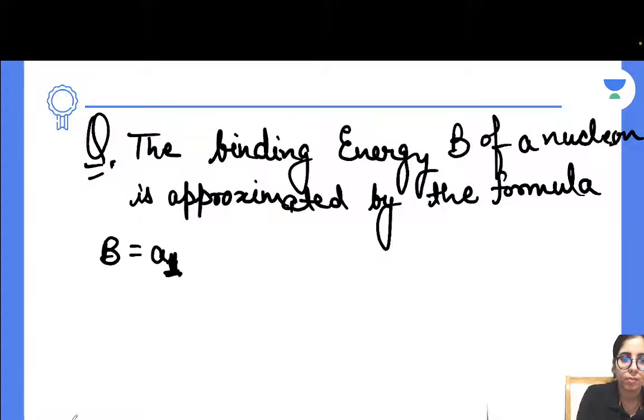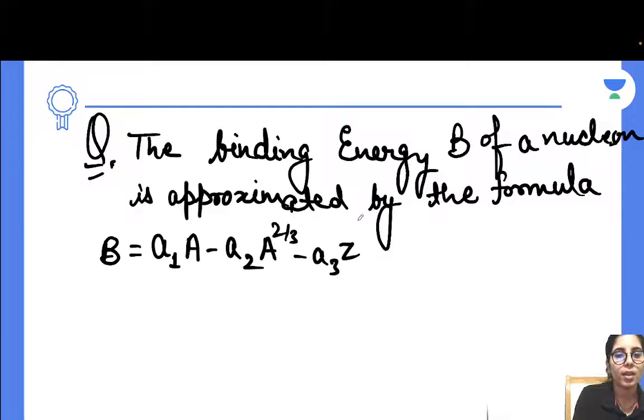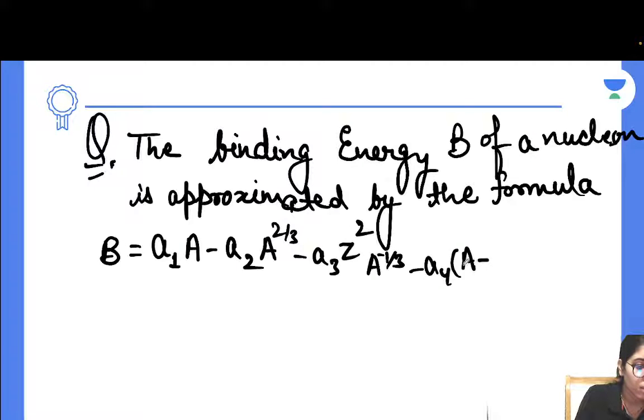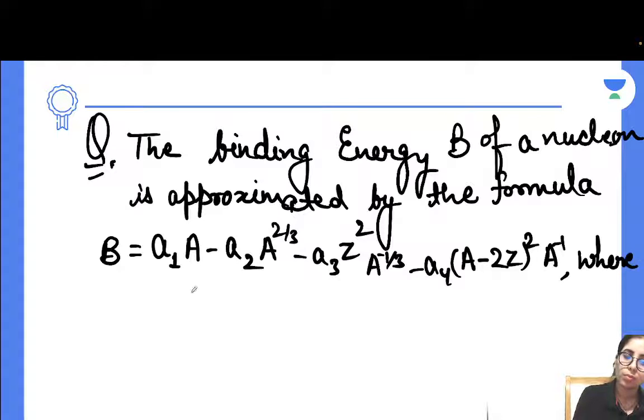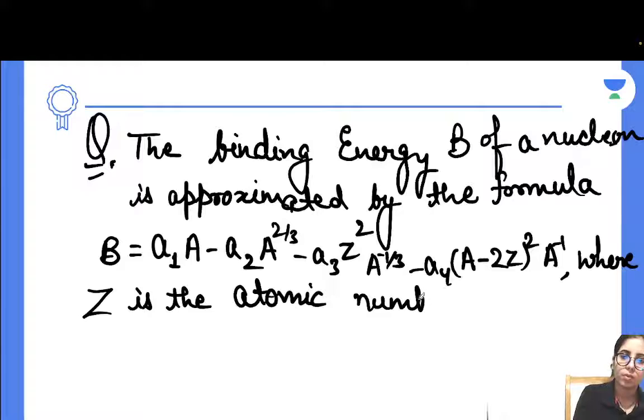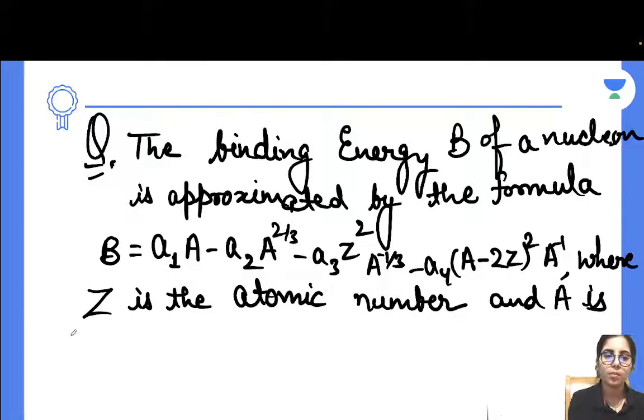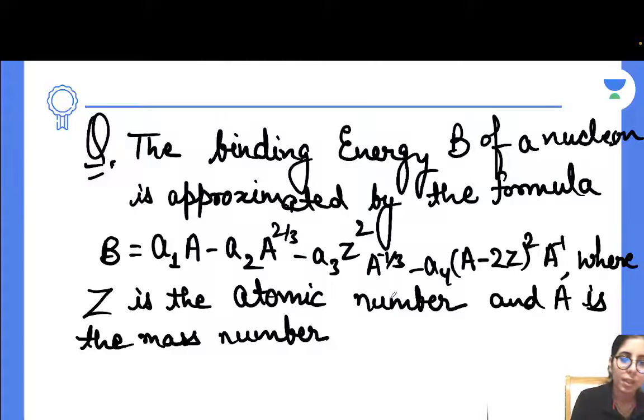This is A1, A minus A2, A to the power 2 by 3, minus A3 Z square, A to the power negative 1 by 3, A4, A to the A minus 2Z square, whole square, basically A inverse, where Z is the atomic number and A is the mass number of the nucleus.